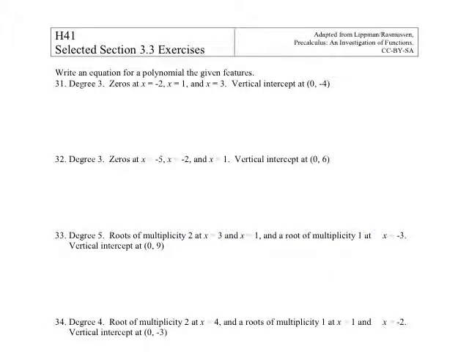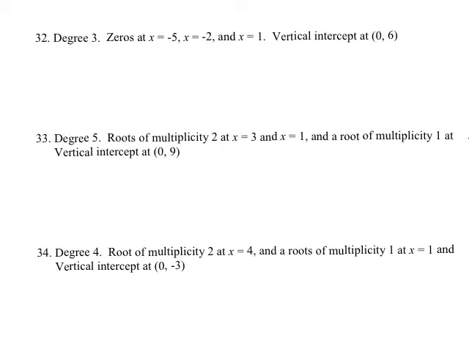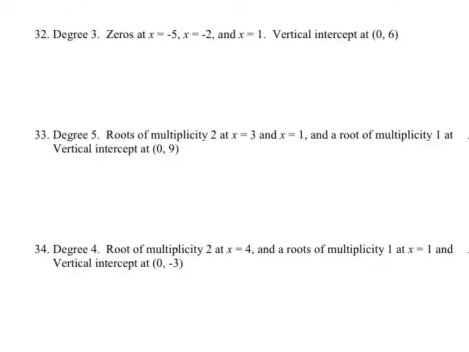Okay, we're going to start with problem number 32, and it's basically writing the equation. It says that we have degree 3, which means we're going to have essentially 3 parenthesis sets, and our zeros will tell us what goes in those parentheses. So we have a 0 at negative 5, so we have x minus negative 5. We have a 0 at negative 2, so we have x minus negative 2. And we have a 0 at x equals 1, so we do x minus 1. And we still have this a value that's kind of our stretch at the very front of it.